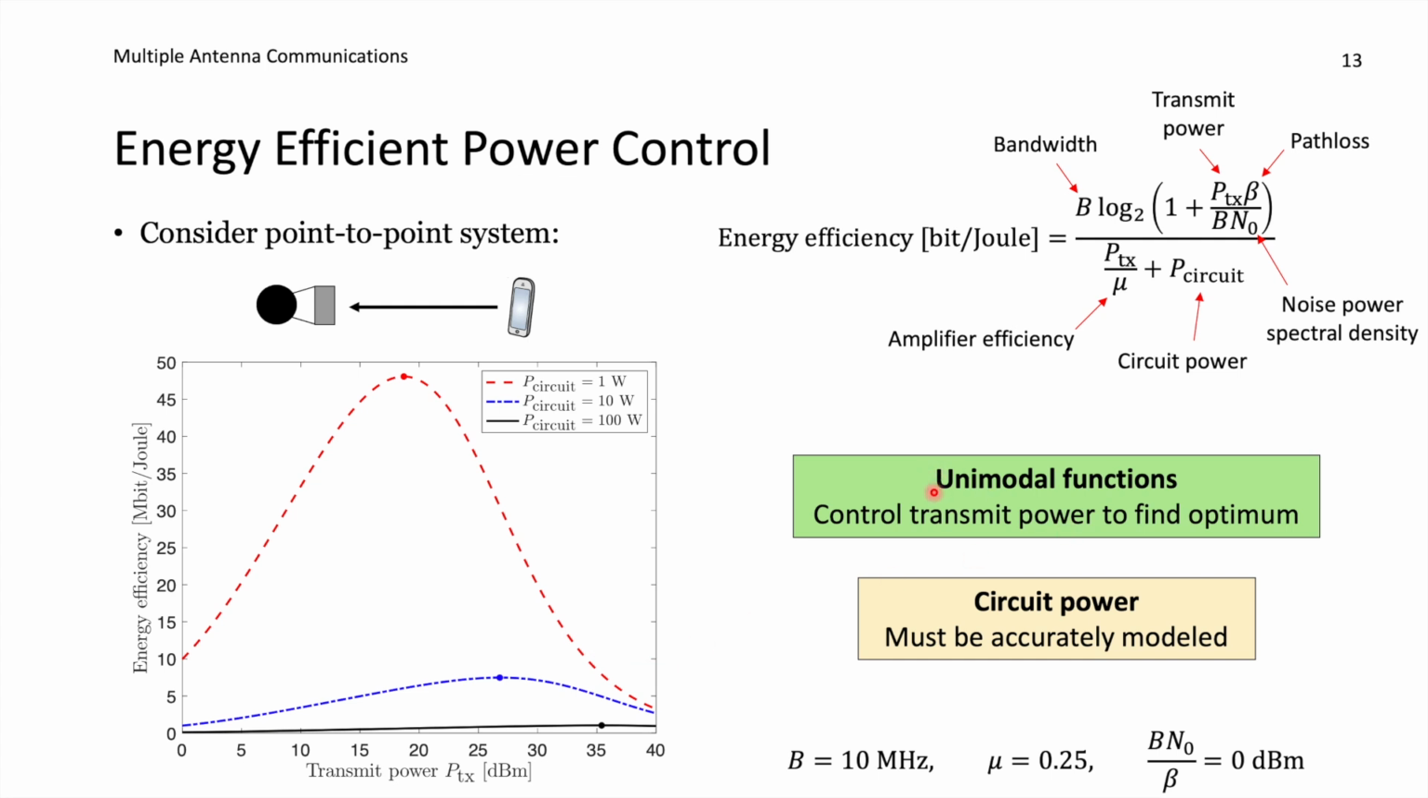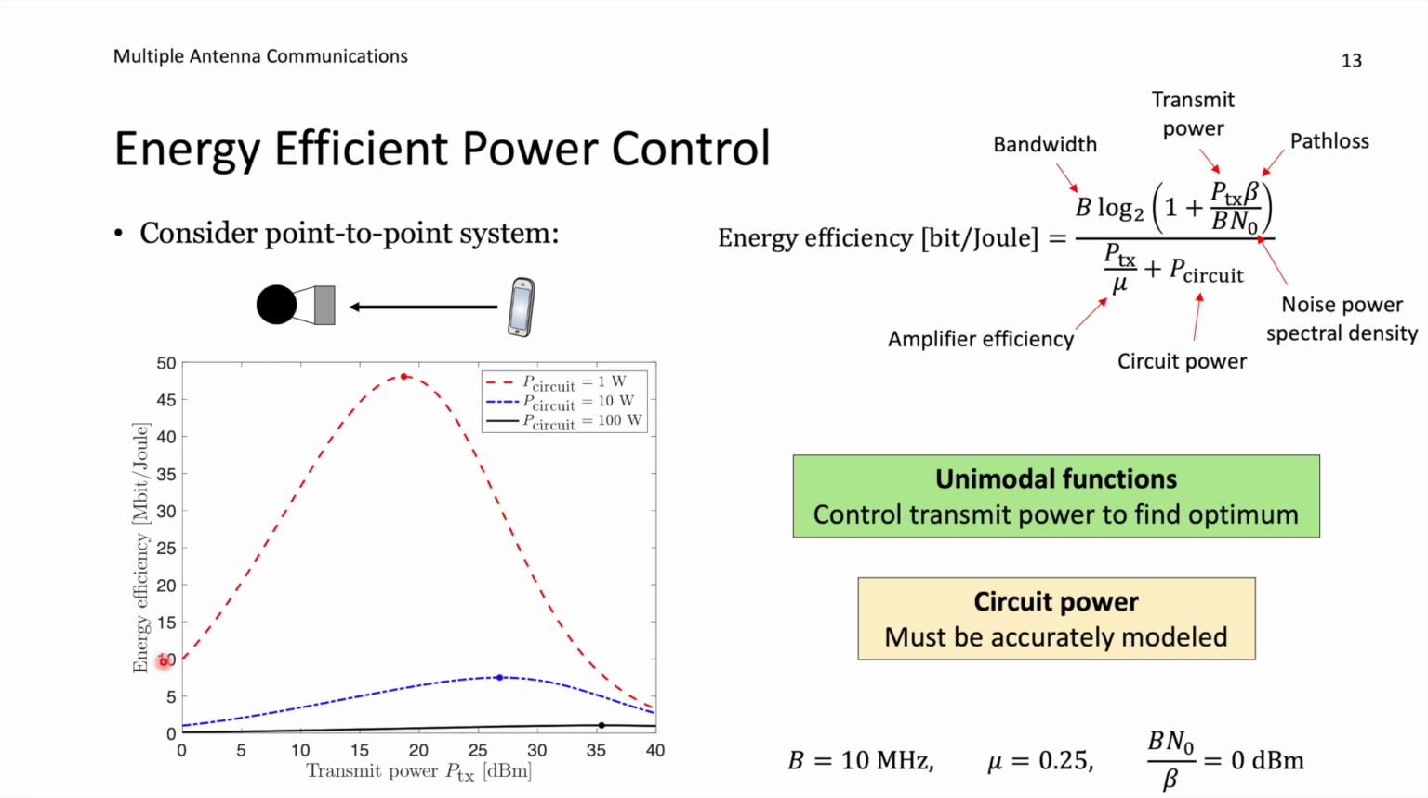And this is called a unimodal function, where we can control the transmit power so that we're operating at the maximum number here. If the circuit power is larger, which it might definitely be in reality, say 10 watt, then the maximum value is at a higher transmit power, because if this term is larger, we can use a higher power before the term here becomes comparable to the circuit power and therefore is a limiting factor. So if we have a high circuit power, we can also use a higher transmit power.